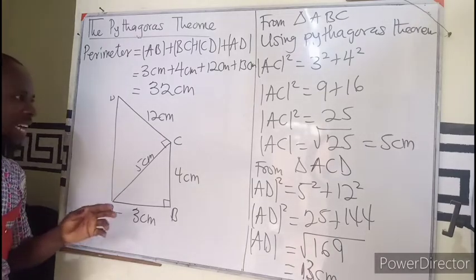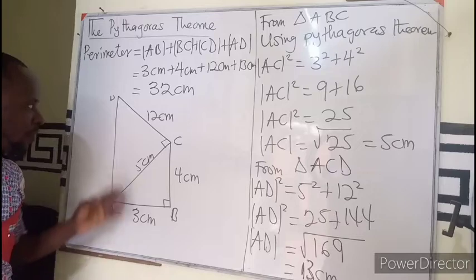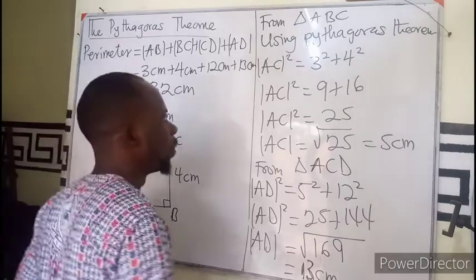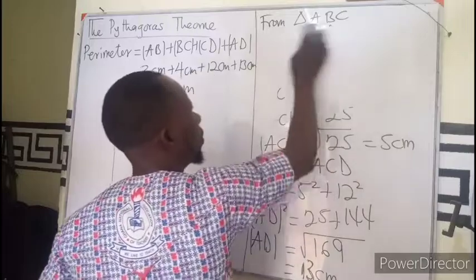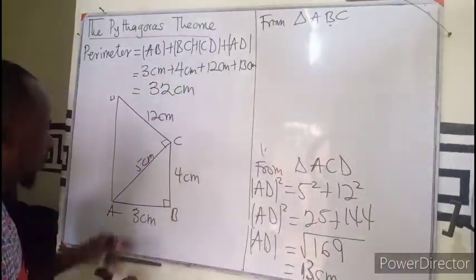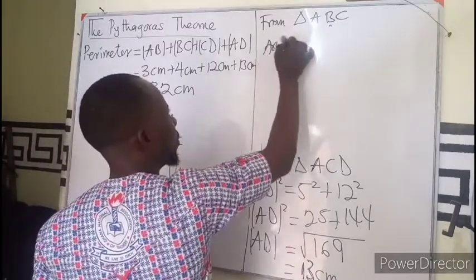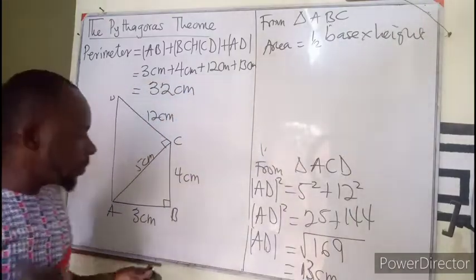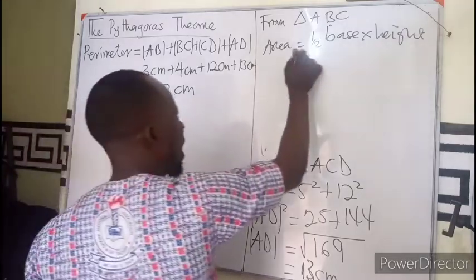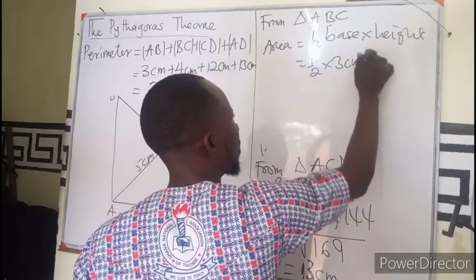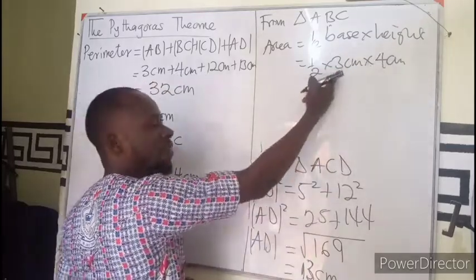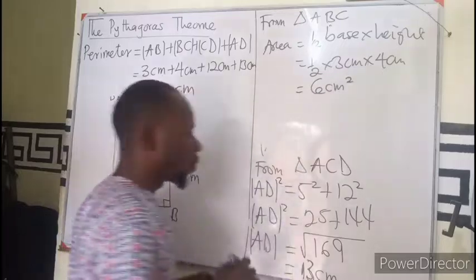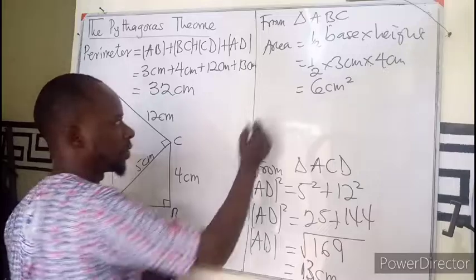All right. Now the second aspect is asking for area. We know the area of the whole of this will be the area of this plus the area of this, right? So what do we do? Let's find the area of the first triangle, which will be half base times the height. The base is here, and this is the height. So we are going to have half times 3 centimeters times 4, and that will be 12. Half of 12 is what? 6 centimeters squared.